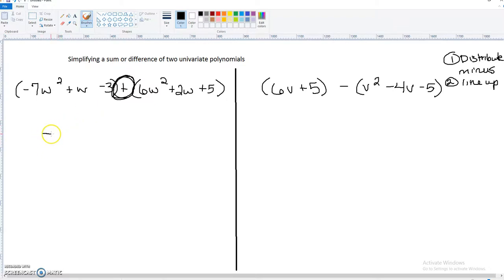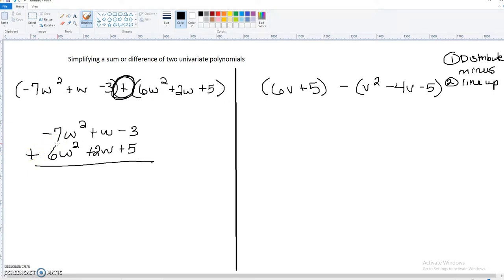stack them. So we're going to put negative 7w squared plus w minus 3, and then we're going to put this one right underneath it. Notice that this is a w squared, so we're going to put the 6w squared right underneath the 7w squared, our plus 2w and our plus 5. And we're going to treat this just like a big addition problem.